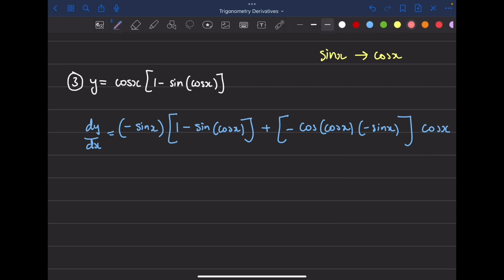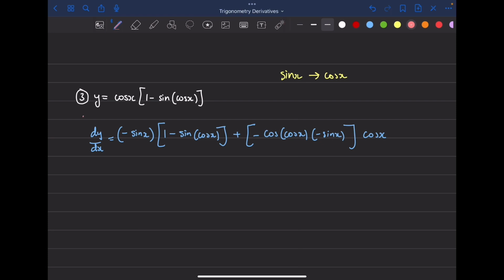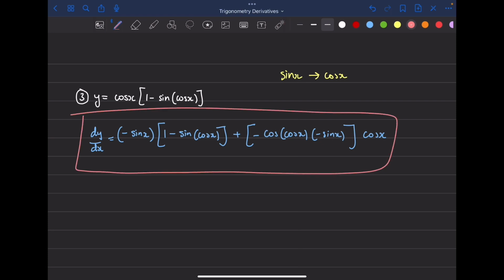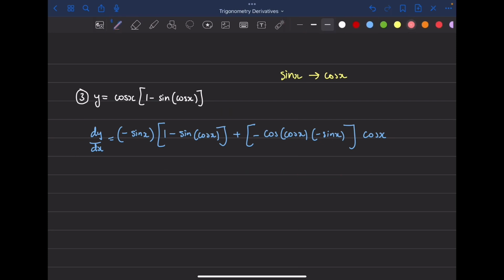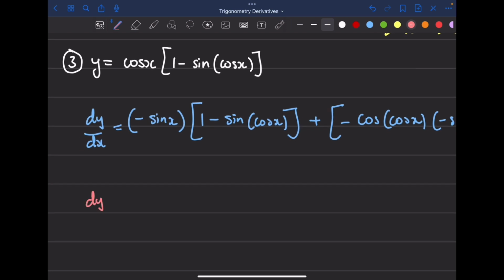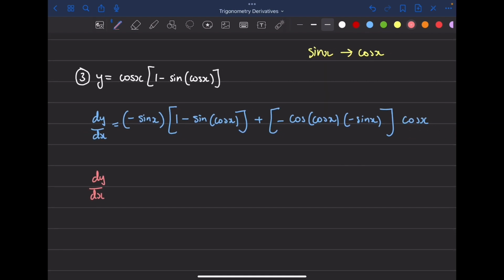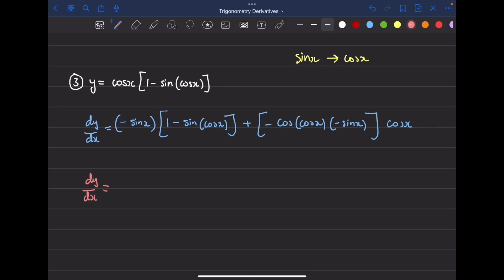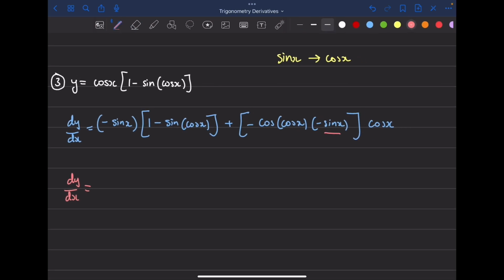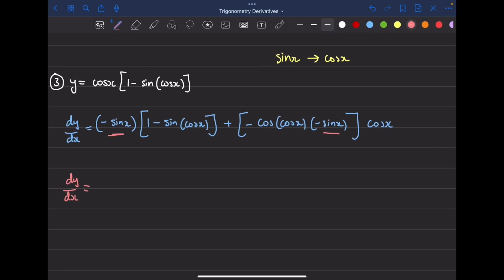Now what we have to do is simplify. But once again, if your teacher allows it, this is a valid final answer, but I'm gonna simplify even more. So dy over dx is equal to, what I'm gonna notice is that we have a sine x here, and we have a sine x here as well. So I'm gonna factor that out.